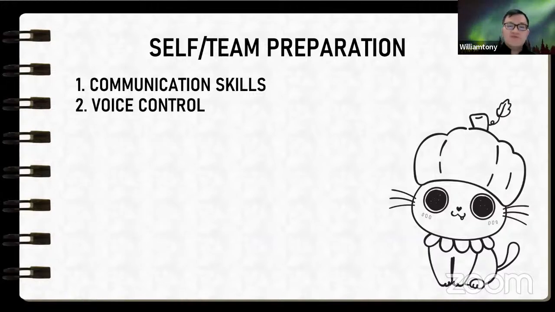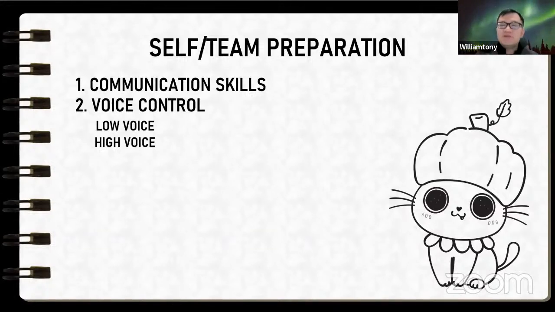And the second one is voice control, because communication skills alone sometimes make people feel bored. So voice control is the second part. There are 2 types of it, low voice and high voice. Low voice, for example, as in the video you watched before, uses a deep voice like this one. The purpose of a low voice is to make people more convinced about your idea, your presentation.